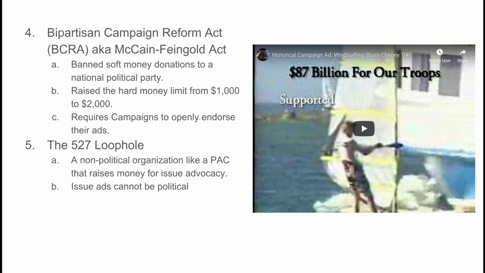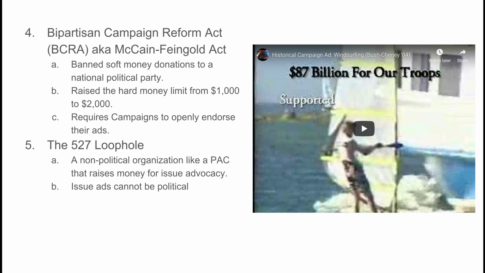It banned soft money donations to a national political party. Now, you could still give soft money donations to a state political party, but that amount of money is now capped. It also raised the hard money limit from $1,000 to $2,000. So now if you really like Trump, or you really like Bernie, or whoever else is running, you can give up to $2,000 in hard money donations to them. But the soft money loophole was now closed. And it required campaigns to openly endorse their ads.